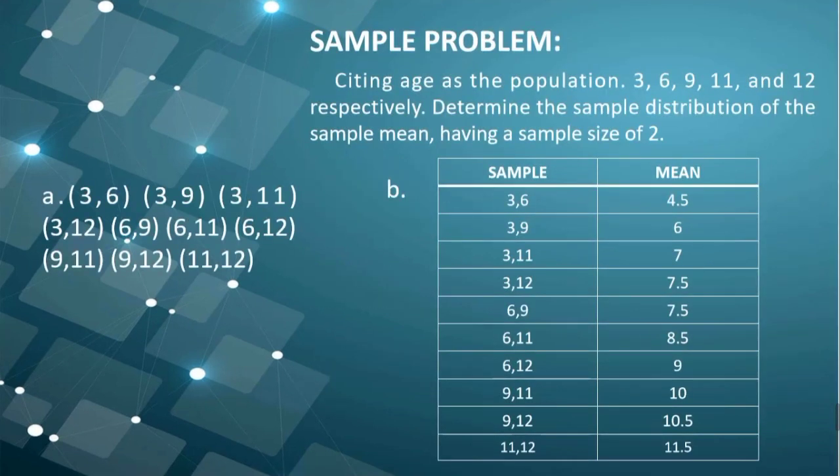To properly explain, let's try a sample problem. Setting age as the population: 3, 6, 9, 11, and 12 respectively, determine the sampling distribution of the sample mean having a sample size of 2.